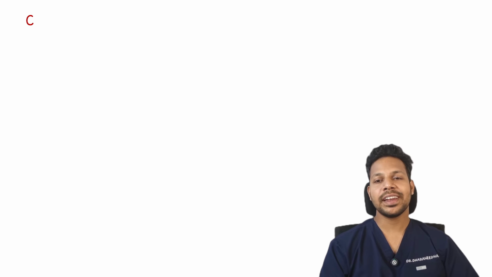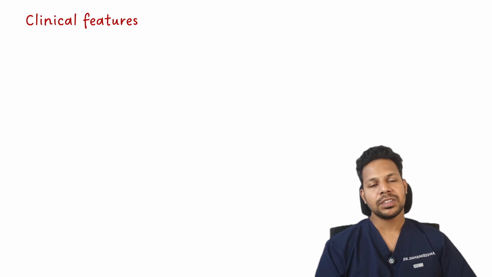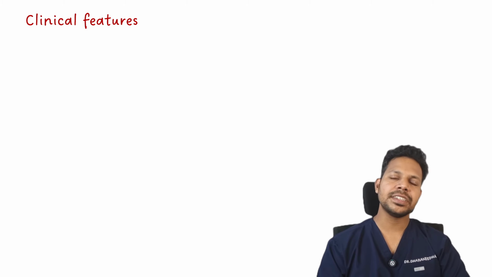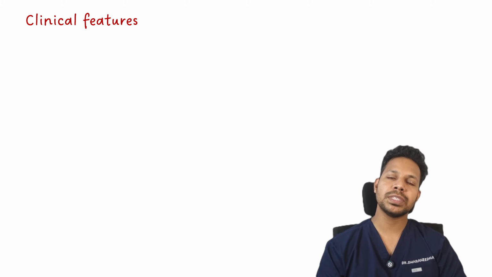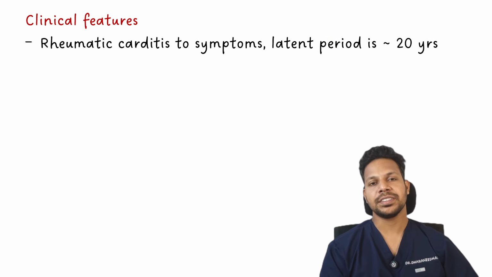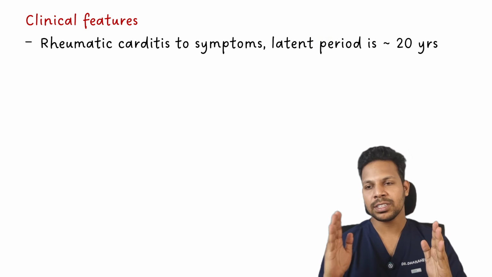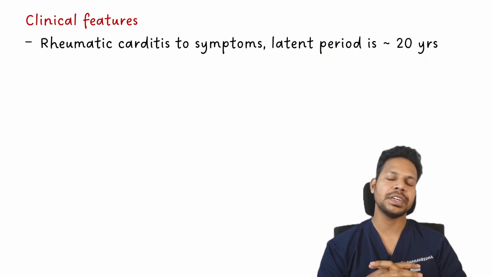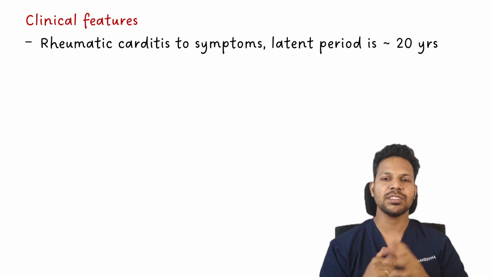Now let's look at the clinical features. Usually, it takes at least 20 years for the patient to develop symptoms of mitral stenosis when you look at the onset of rheumatic carditis. So, between the rheumatic carditis and the development of symptoms, it takes at least 20 years in the case of mitral stenosis.